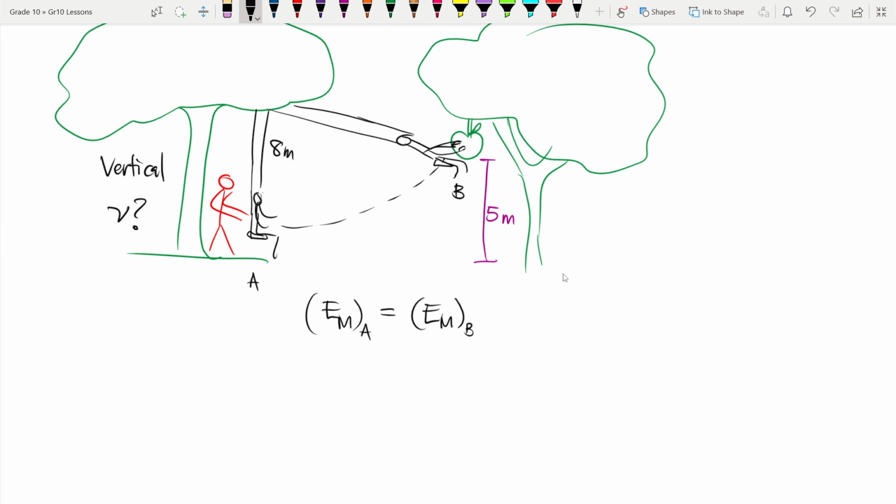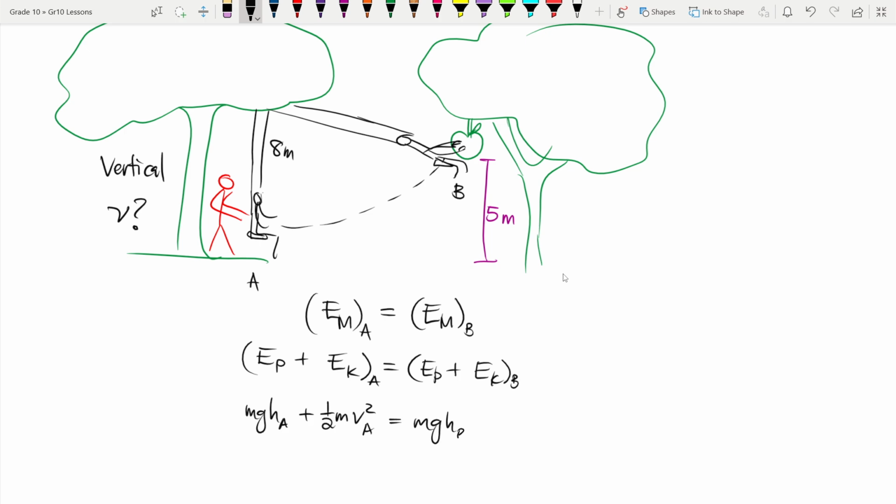Aren't you supposed to say EK plus EP is equal to EK plus EP? Yep, that is exactly what you do. EK and EP at A is the same, and then you write down the formulas and you substitute. Then I write it out: mgh at point A plus 1/2 mv squared at point A is equal to mgh at point B plus 1/2 mv squared at point B.